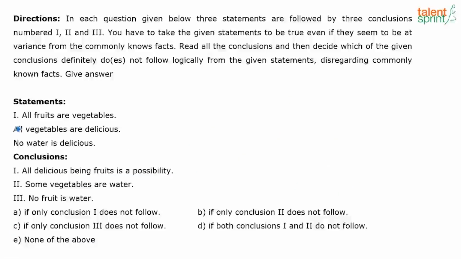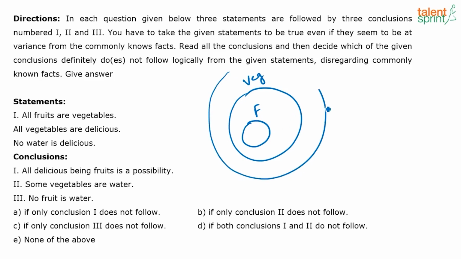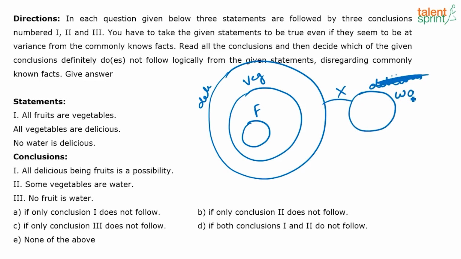Yes. All fruits are vegetables. All vegetables are delicious. No water is delicious. How do you draw the basic diagram for this? All fruits are vegetables. All vegetables are delicious. No water is delicious. So this is the basic diagram.